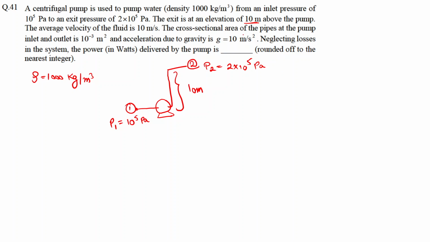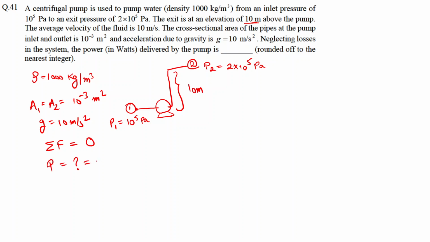Now we have been given that the cross-sectional area of the pipe at inlet and outlet is 10 raised to minus 3 meter square. So area at 1 is equal to area at 2. Both the areas are same as 10 raised to minus 3 meter square. Gravitational constant is given as 10 meter per second square. Neglecting the losses in the system, so it has been given that the frictional losses should be neglected. So we'll just consider it as 0. Then we have been asked the power delivered by the pump. Power we have to find.